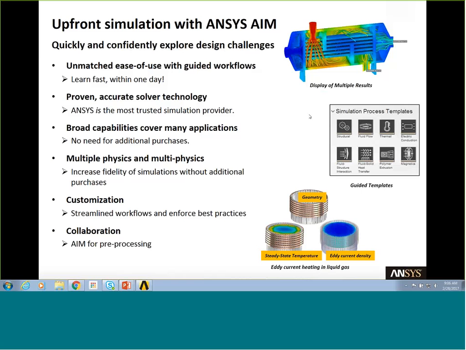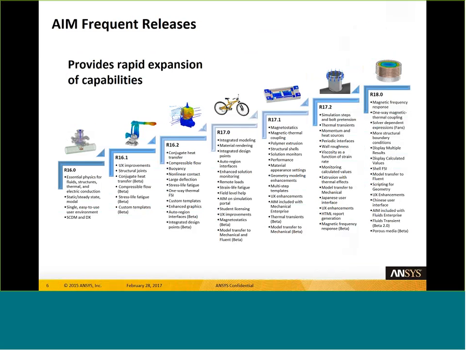So one more slide to go through just to set the stage for what this release is about and how it fits into the scheme. If you take a look all the way on the left-hand side, release 16.0 a few years ago was really the introductory release of AIM, where the fundamental or essential capabilities of physics were there. Every release from there, we have added important, crucial things that designers need. So you see 16.1, UX improvements, 16.2, conjugate heat transfer, something very important.